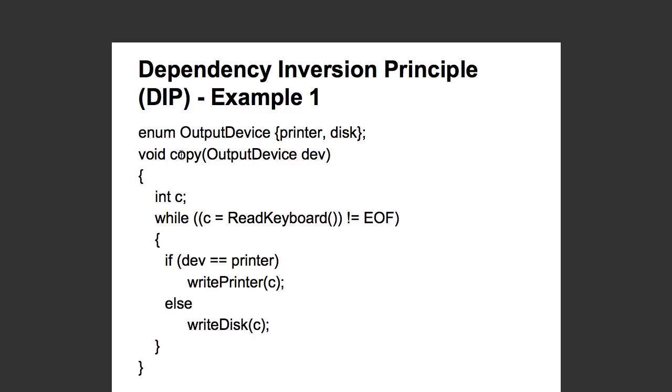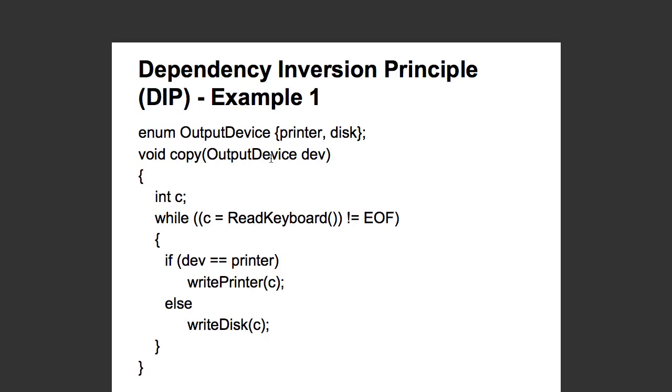Look at this implementation of the copy method. What it's doing is, based on the output device which is passed in, which could be a printer or a disk, whatever is read from the keyboard would be written down to the output device. So you can see the logic for it in here, right? You read it from the keyboard and you are checking if the output device is a printer, then write to printer, else write to disk. Now what is the problem with this?